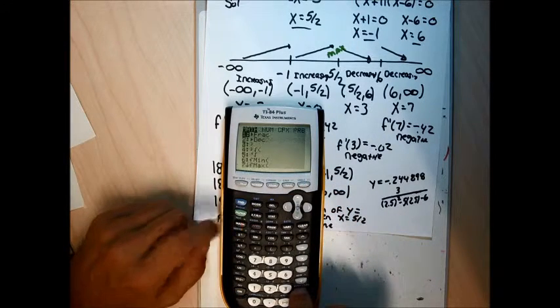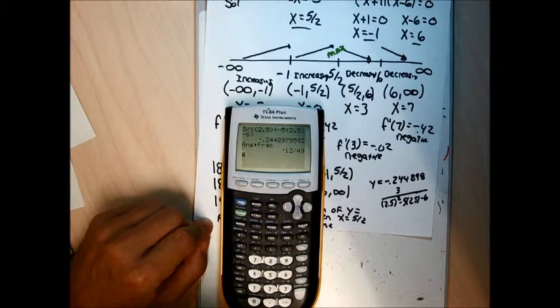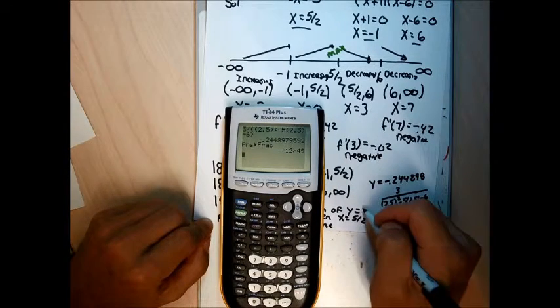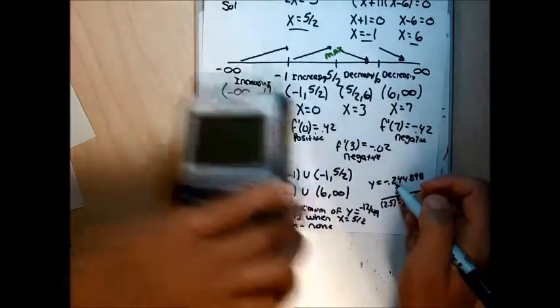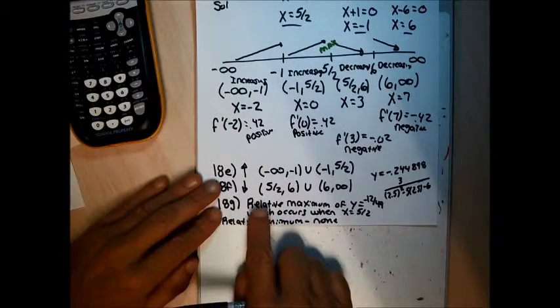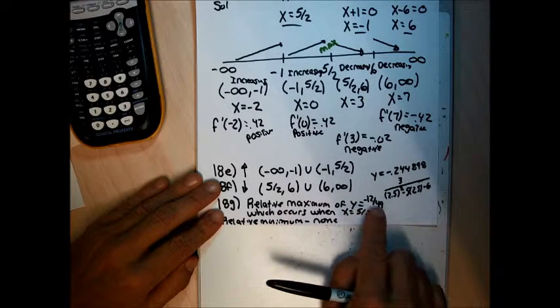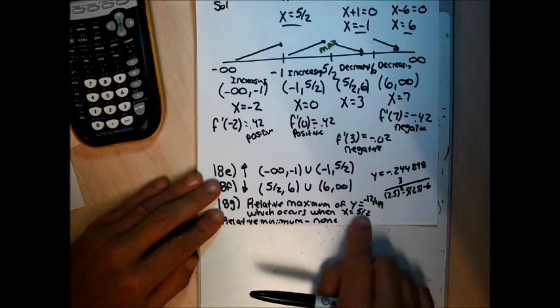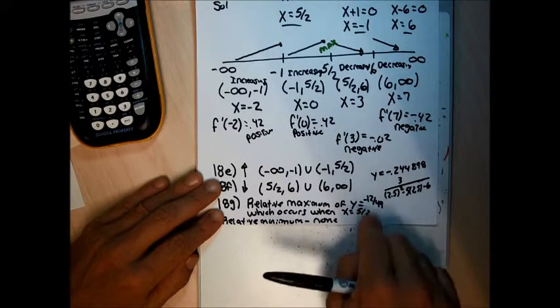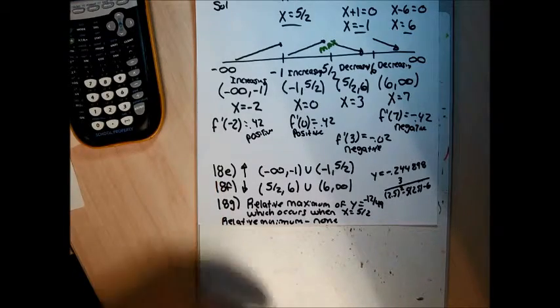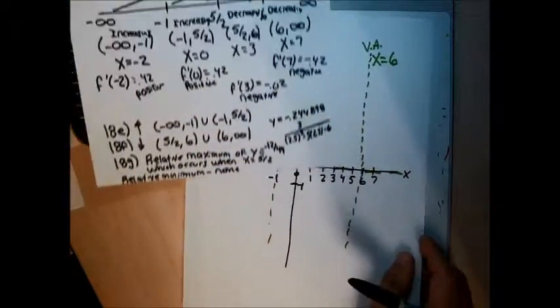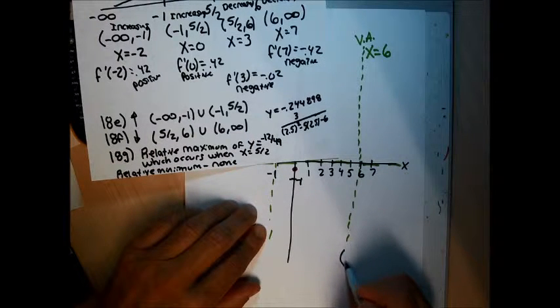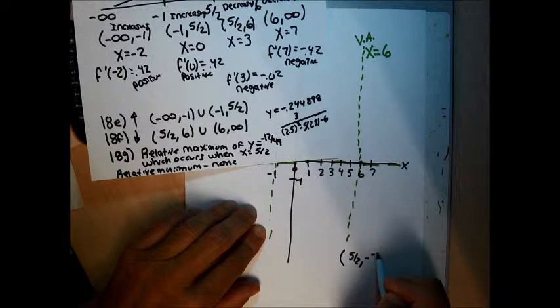Let me math and enter twice to make it into a fraction. So I get negative 12 over 49 for the y-coordinate of the maximum point. And I can say there's a relative maximum of y equals negative 12 over 49, which occurs when x equals 5/2. This shows up on my graph as a point. So when I pull out my graph, this point is going to be x equal to 5/2, y equal to negative 12 over 49. That's what I'm going to write.